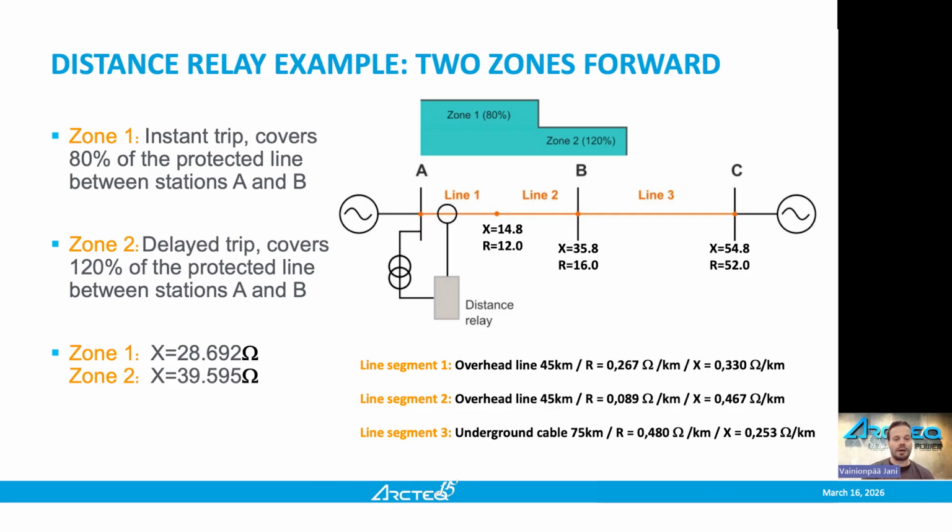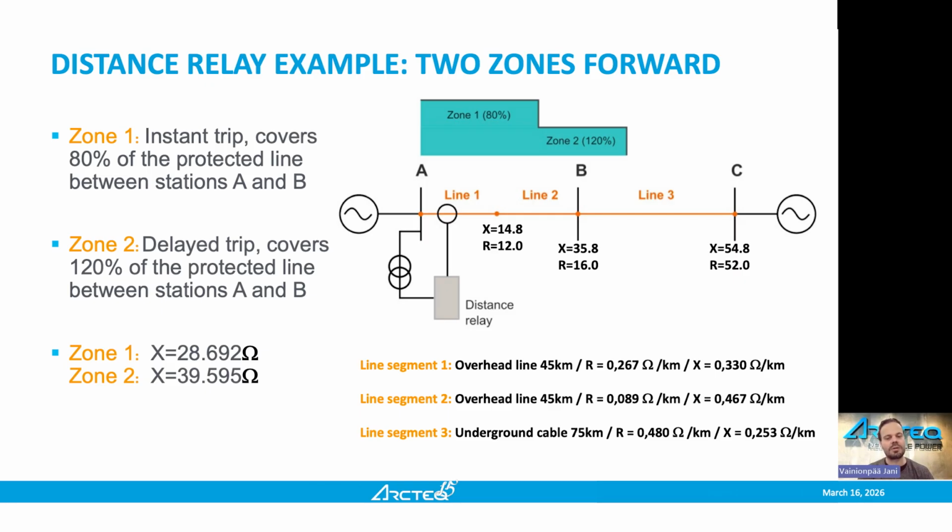So that orange line is now here. So the orange protected line, which consists of 3 segments, is now here. So we got 2 lines between stations A and B, and we got 1 line between stations B and C. And on the right-hand side down there, we can see the line segment 1, 2, and 3. So the line segment 1 is a 45 kilometer long overhead line, and there are resistive reactive values available with these lines.